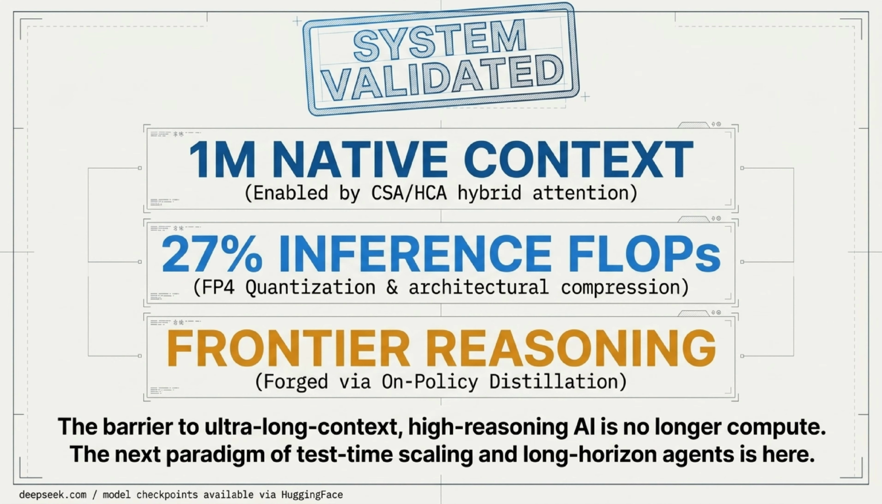To summarize, DeepSeek-V4 is system validated. It delivers a 1 million native context enabled by hybrid attention, operates at just 27% inference flops thanks to FP4 compression, and achieves frontier reasoning forged via on-policy distillation. The barrier to ultra-long context AI is gone. The next paradigm of test time scaling is here.